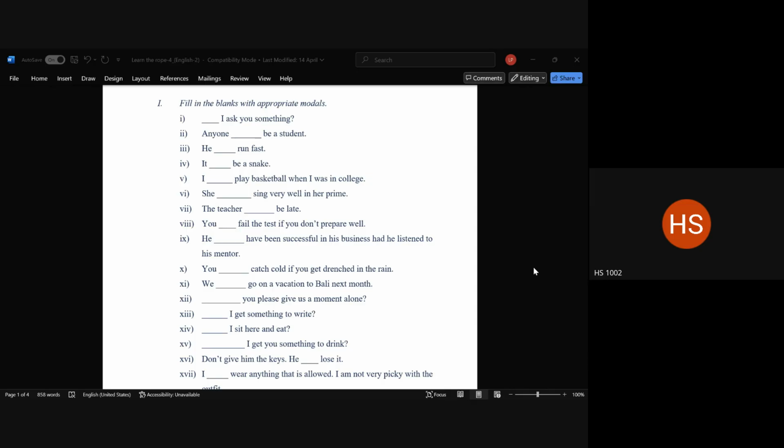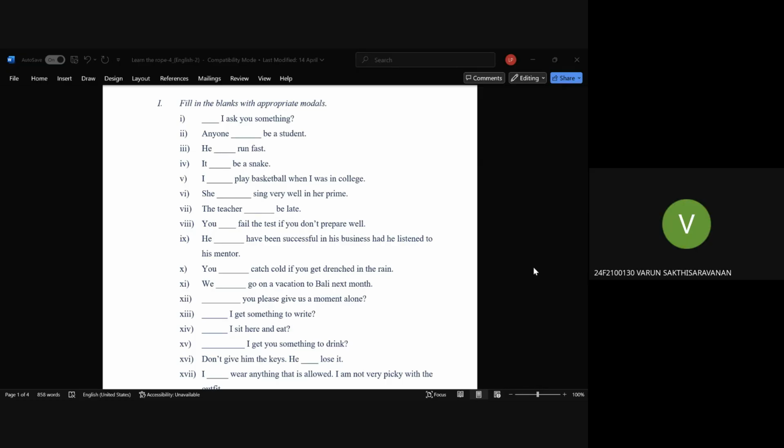Okay. Then the 17th one: I dash wear anything that is allowed. May. I may wear anything that is allowed. Maybe not, but I should wear anything that is allowed. Okay, all right. Can: I can wear anything that is allowed. I would. You could also say shall: I shall wear anything that is allowed. Okay.